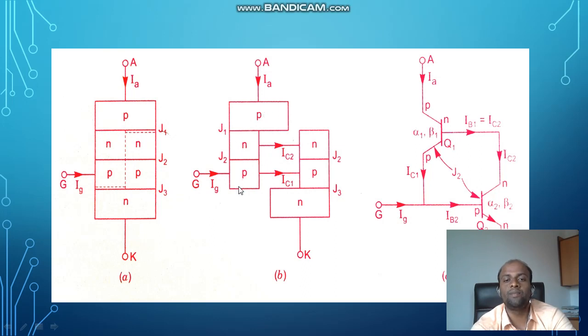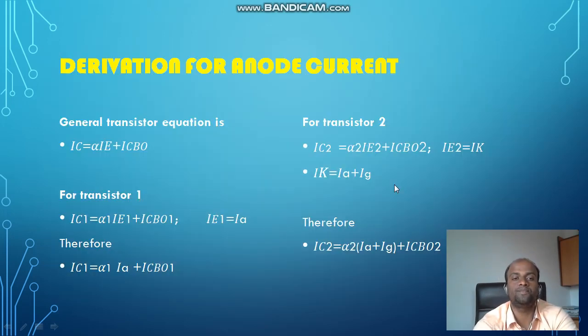Then we can say this is a PNP device and this is an NPN device. So a PNP device means a PNP transistor, and an NPN device means an NPN transistor. Here this N and this N is connected, so this is a base. This base and this collector are connected, and this emitter and this base should be connected. So here, sorry, this collector and this base are connected. This is how we can represent an SCR as two different transistors, and hence it is called the two transistor analogy.